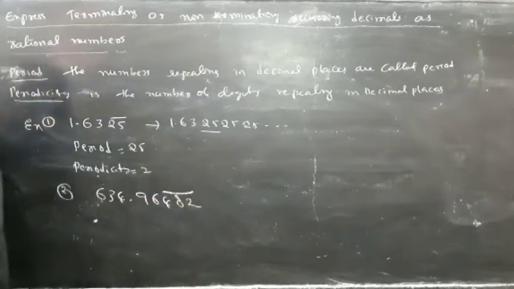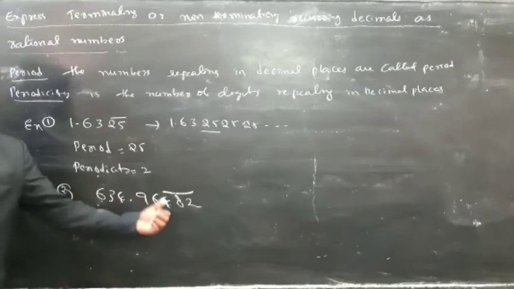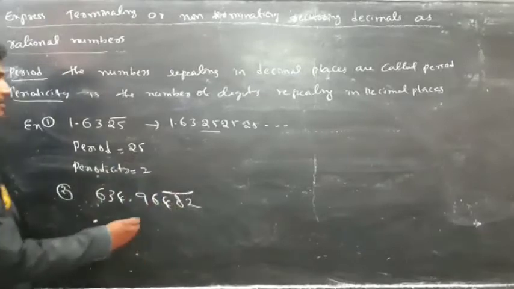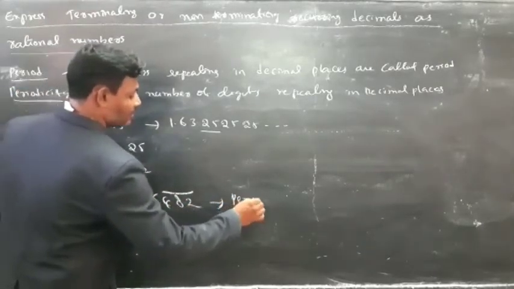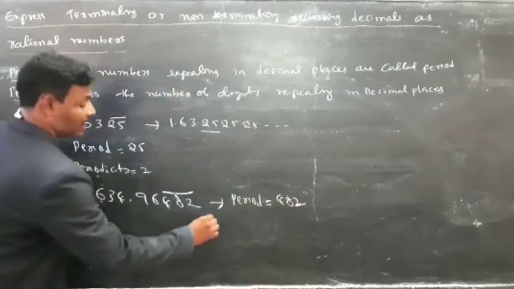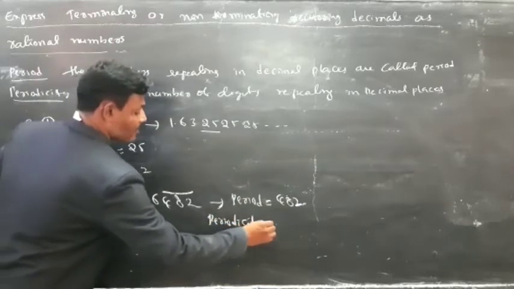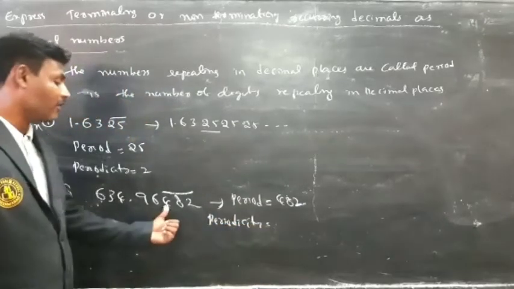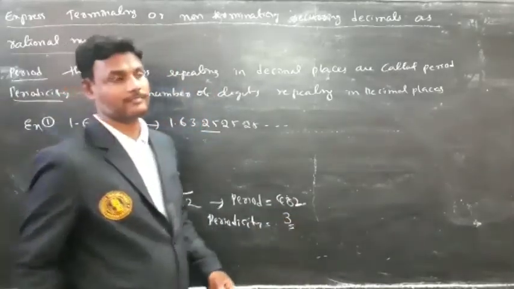For example, 634.9648 bar. In this, what is the period? Here the repeating period is nothing but 482. Then what about the periodicity? How many numbers are repeating here? 1, 2, 3. So the periodicity of this number is 3.